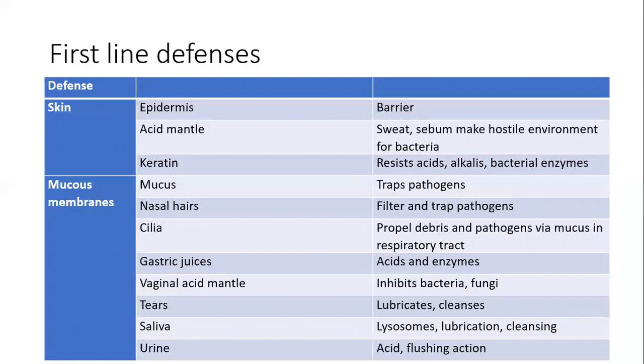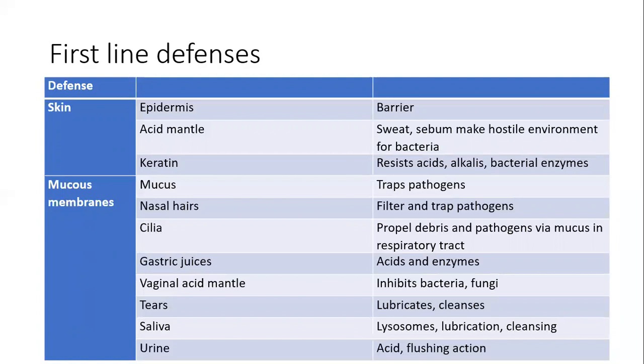Tears lubricate, clean, and they also contain some enzymes. And saliva contains lysosomes, also performs a lubricating function and a cleansing function. And urine has an acid content and a flushing action. So those are the first line defenses of your body.